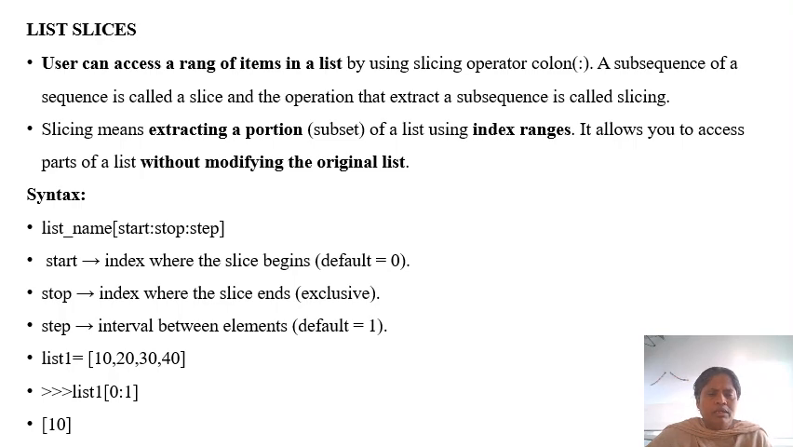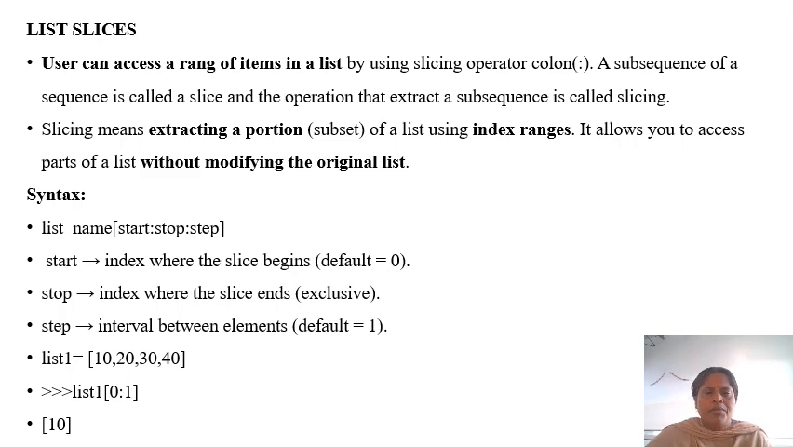What does slicing mean here? Extracting some range of values from the original list is called list slicing. One of the operators we are going to use here is the colon operator. So, the user can access a range of items in a list. What is a range of items? We need some particular elements from the list. For example, if my list has 10 elements, I can access only elements 2 to 5 from the list. If I need only those elements, we can use list slicing.